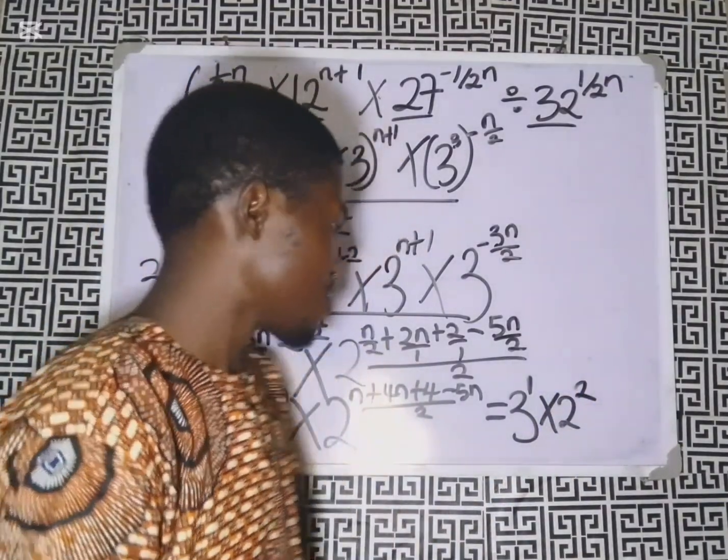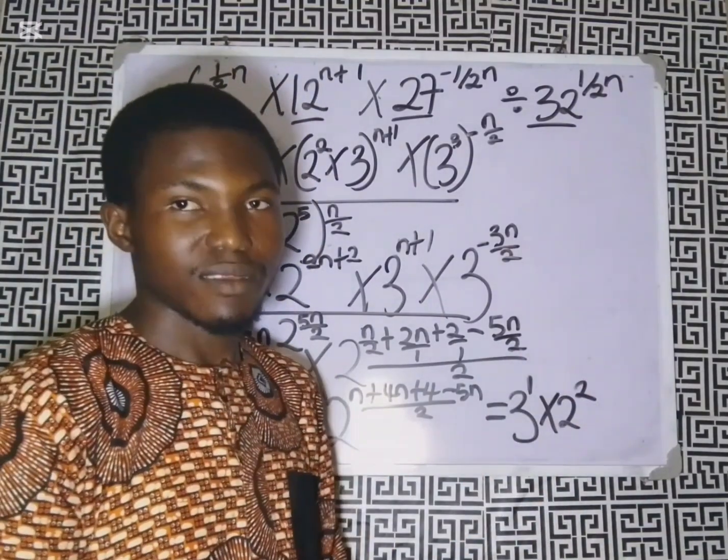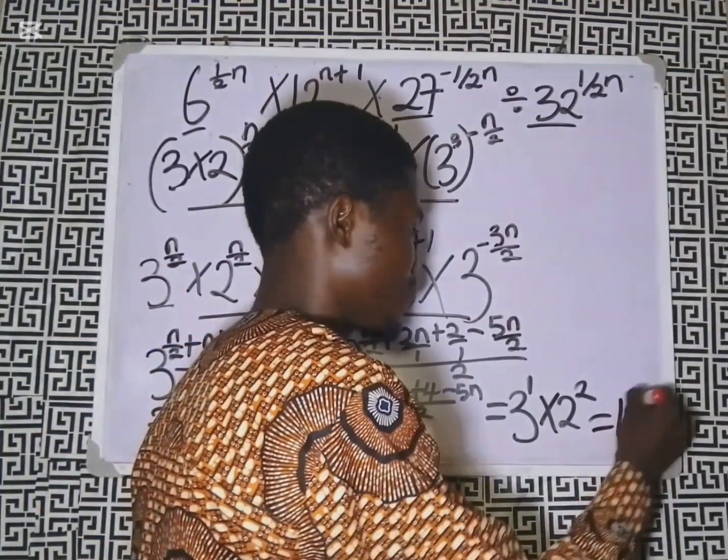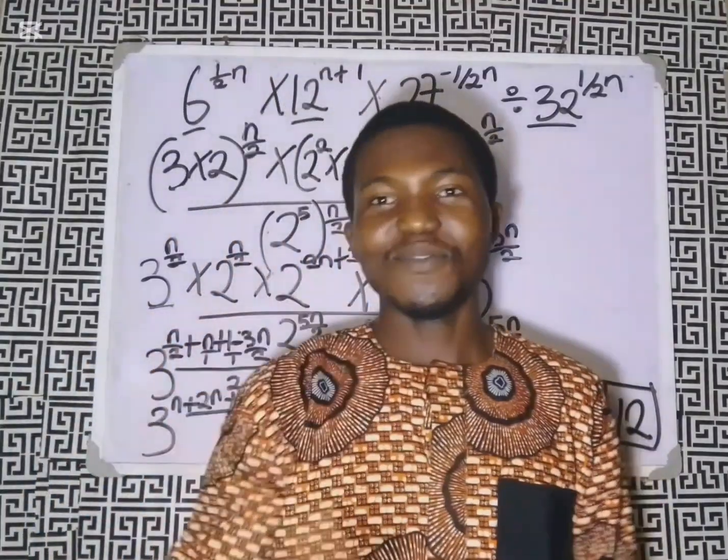So in this case, 2 raised to power 2 is 4, and 3 raised to power 1 is 3. 3 times 4 will give us 12. So the correct answer is 12. This is the best way to do it.